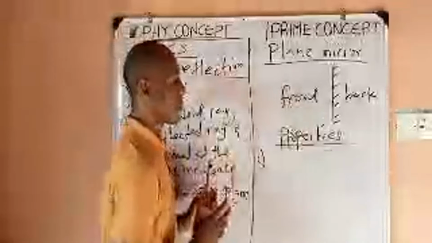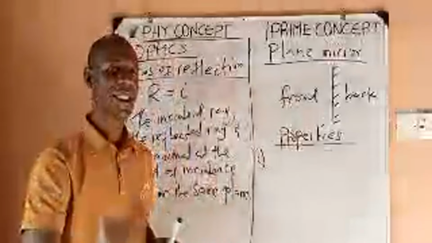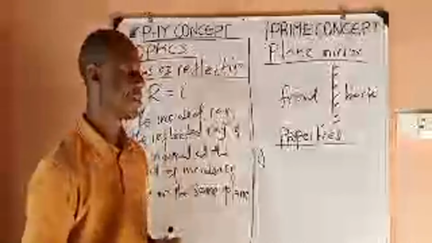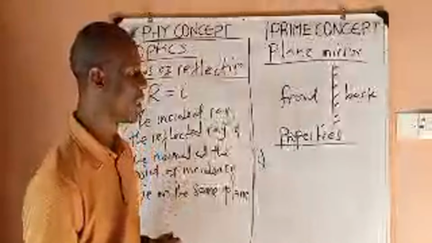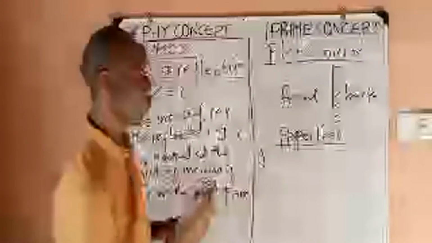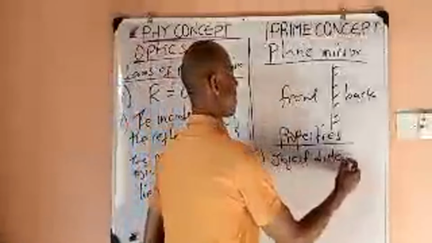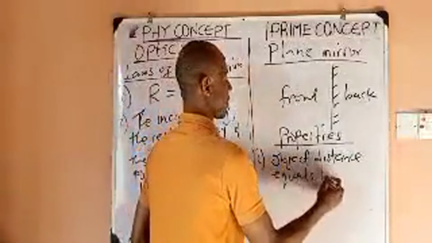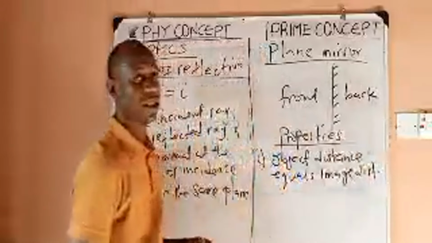Now, one property we should know for a plane mirror is that the object distance is equal to the image distance. So that is one property we should know. Object distance equals image distance. This is one property to know.